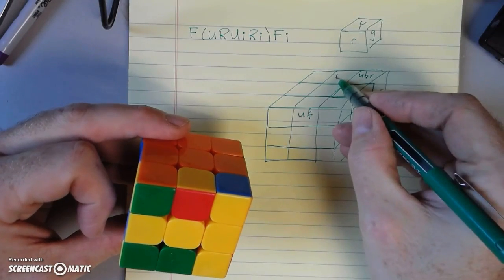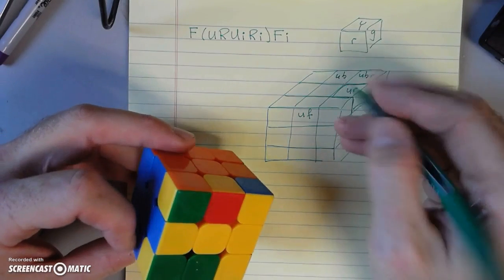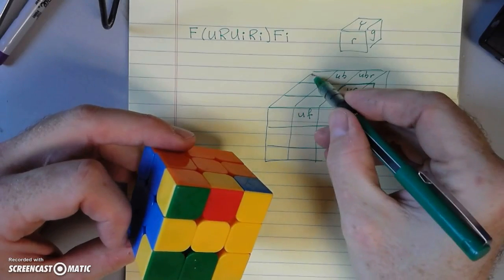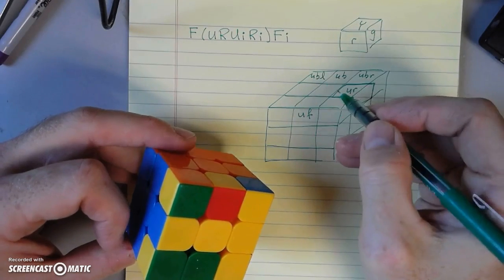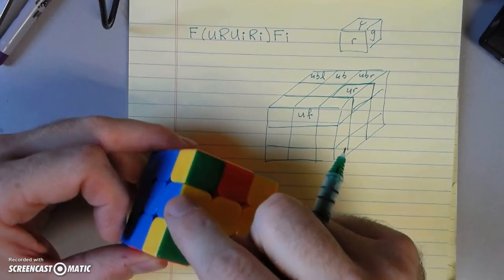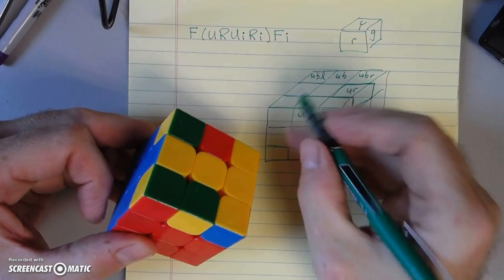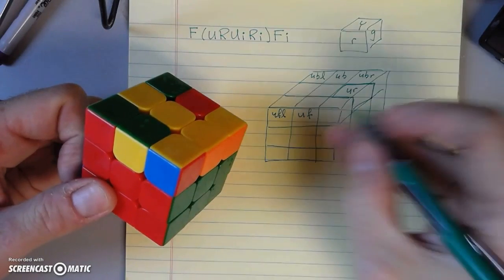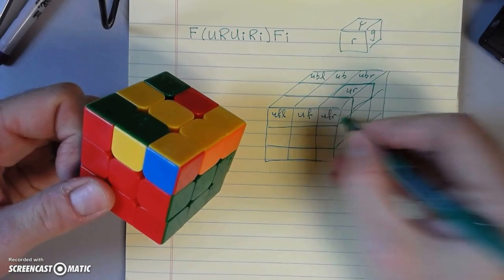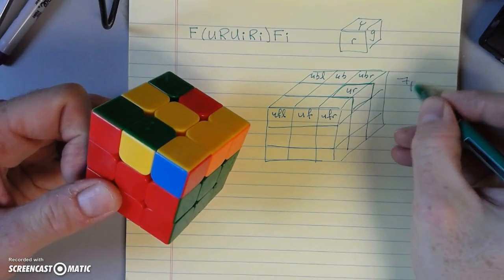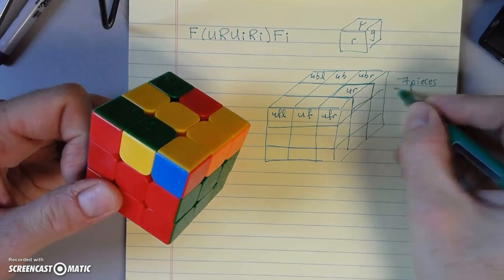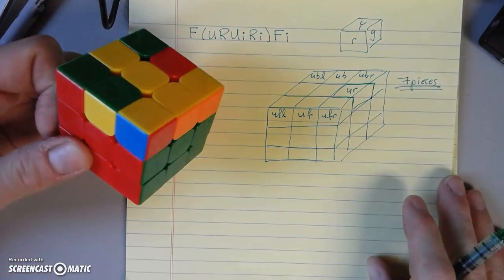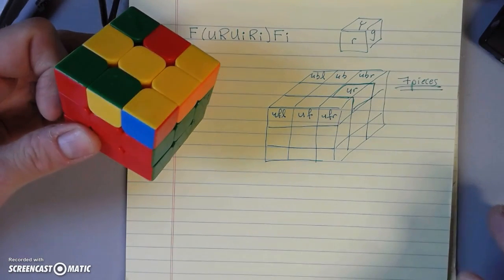The up back piece was affected. The up back left was affected. The up left was not affected. And the up front left was affected, and I had forgotten the up front right. So seven pieces. Now, how were they affected?